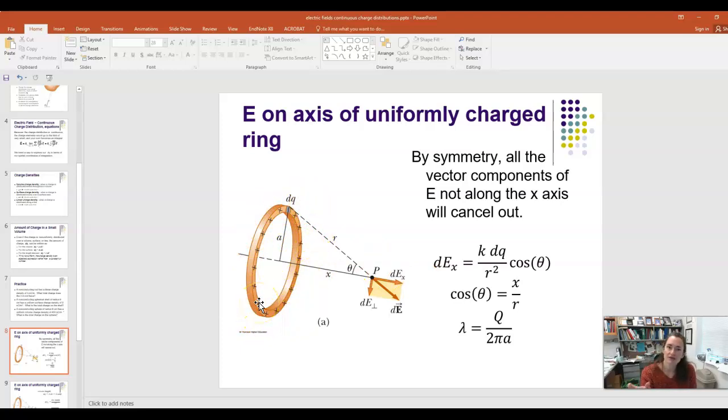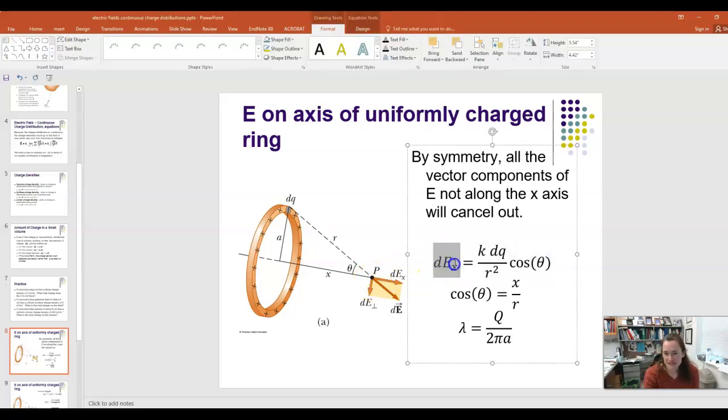When we integrate those, we'll get our total electric field at the point P, which will point in the x direction away from the ring's center. All right, so let's solve for dE_x. Remember that for a point charge, the magnitude of the electric field is kq over r squared, right?